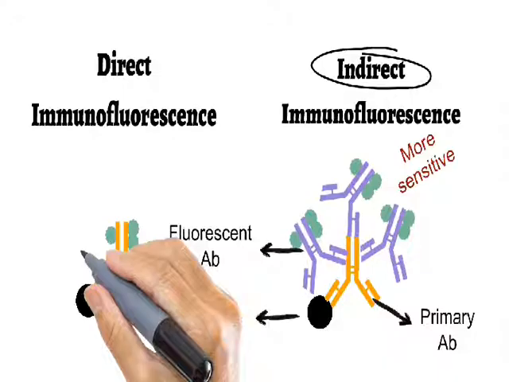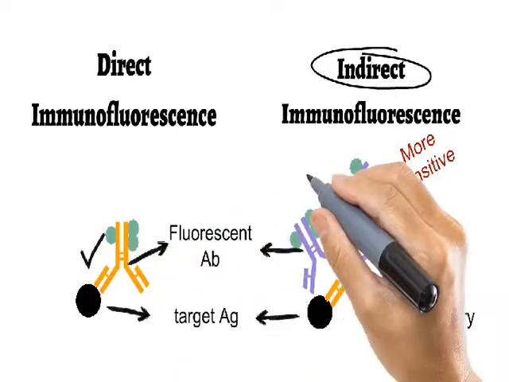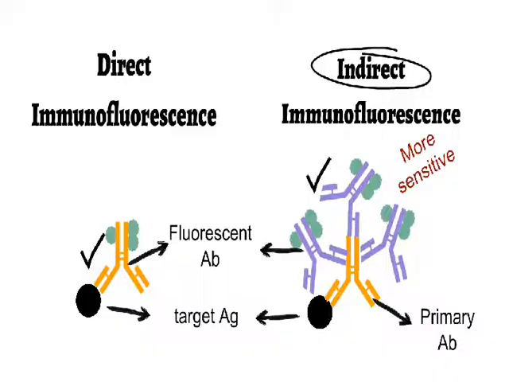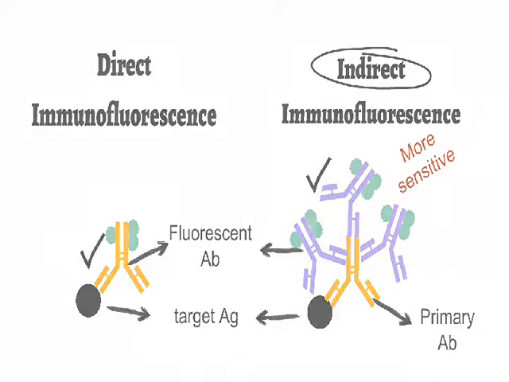Why? Because as you can see, in case of the direct method, only one fluorescent antibody is bound per target molecule. But in case of the indirect method, two or more antibodies are bound to the primary antibody which is bound to the target. So that's why in this case the light emitted will be more, the image will be very clear, and that's why this method is more sensitive.